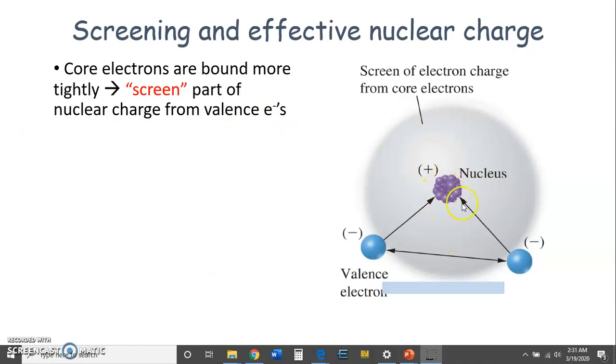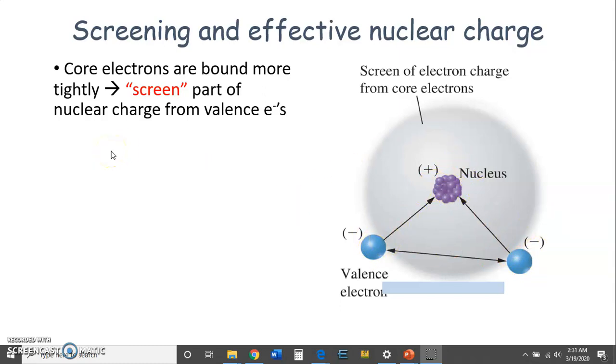You see the nucleus, and let's say this is magnesium. That means the nucleus would have 12 protons in it. The core of magnesium is going to be neon, right? The nearest noble gas is neon, which has 10 electrons. The idea is that those core electrons each screen one proton from the nucleus, so that a nucleus that really has 12 protons in it looks like it only has 2 protons in it, because 10 of them are screened by the 10 core electrons in the neon noble gas core. So the 2 valence electrons in magnesium only feel an effective nuclear charge of 2 from the nucleus.